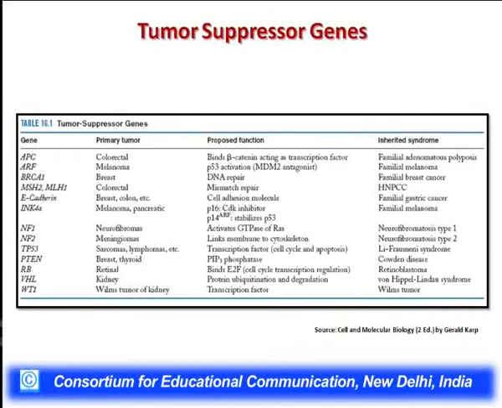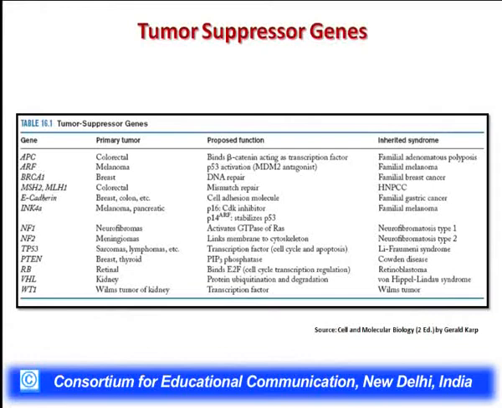The first one is the APC, which is present in colorectal cancer. The proposed function of the APC gene is that it binds to catenin, acting as a transcription factor. Subsequently, there are different genes shown here, of which one of the main ones is BRCA1, which is present in breast cancers, is responsible for DNA repair, and causes breast cancer. Now, there are NF1 and TP53, with mutations present in sarcomas, lymphomas, etc.